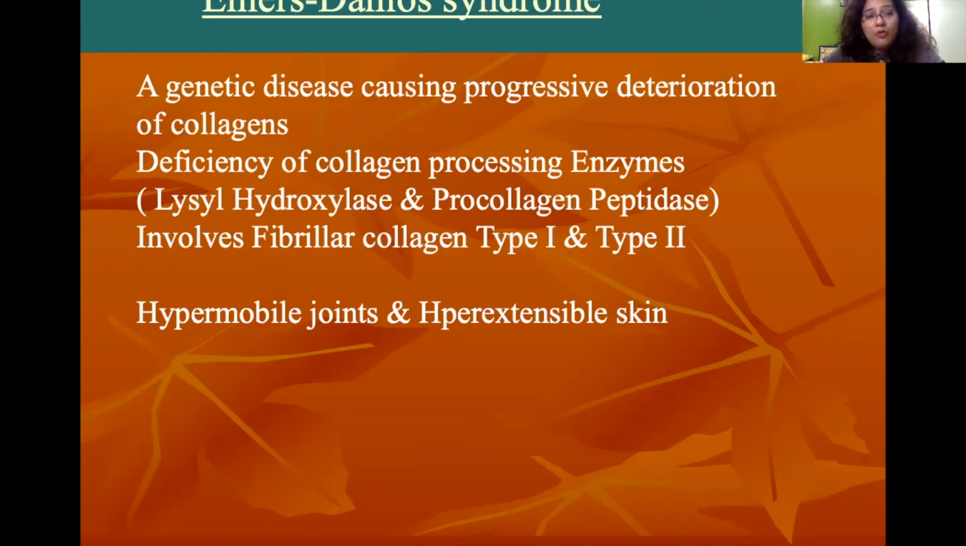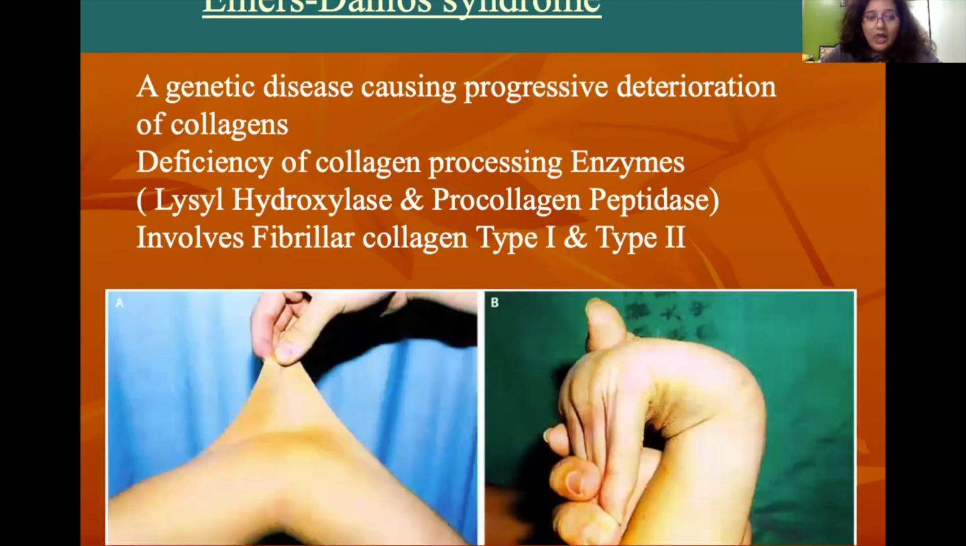Now, this mostly involves the fibrillar collagen like type 1 and type 2, and it leads to hypermobile joints and hyperextensible skin. Here you can see the skin can be pinched. This is hyperextensible, so it can be pinched easily. Such skin is more prone to forming scars and wrinkles.